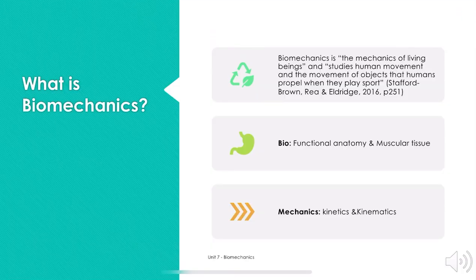Okay, so what is biomechanics? Biomechanics is the mechanics of living beings and studies of human movement and the movement of objects that humans repel when they play sport. This definition was proposed by Stafford, Brown, Rea, and Eldridge in 2016. And basically it suggests that sports can be explained by different forms of motion. And it can be broken down into bio and mechanics. So bio looks at functional anatomy and muscular tissue, and mechanics looks at kinetics and kinematics.